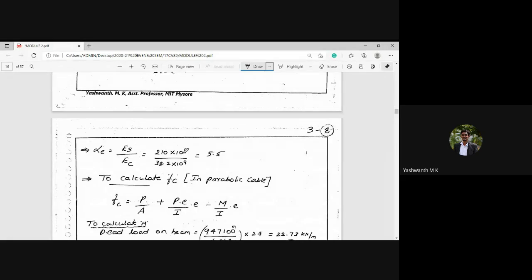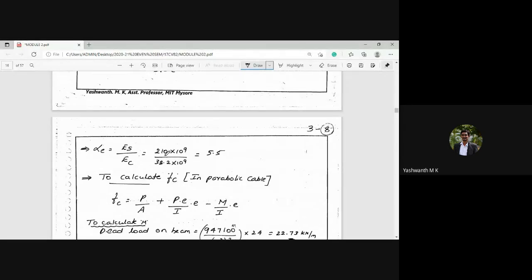That is 210 into 10 to the power of 9 divided by 38.2 to the power of 9. So once again, be careful. Both should be in the same unit. For example, in this problem, if they give 210 GPa and 38.2 MPa, then you cannot substitute like this. So you need to be very careful.